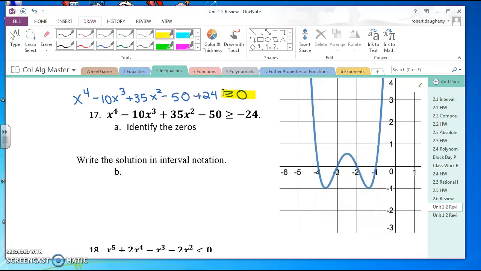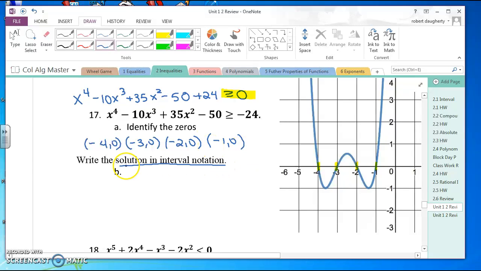First thing I want to do is identify the zeros. These are points. So from left to right, I can highlight them. They're right there, there, and there. There are 4 zeros. So those zeros are negative 4, 0, negative 3, 0, negative 2, 0, and negative 1, 0.